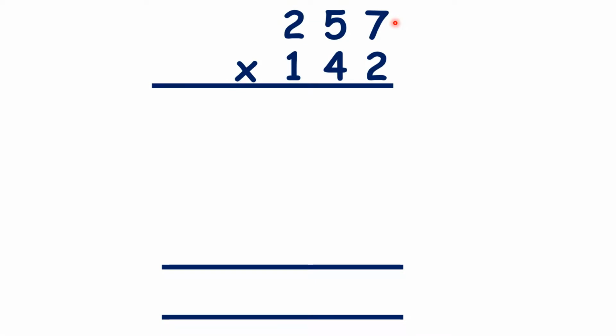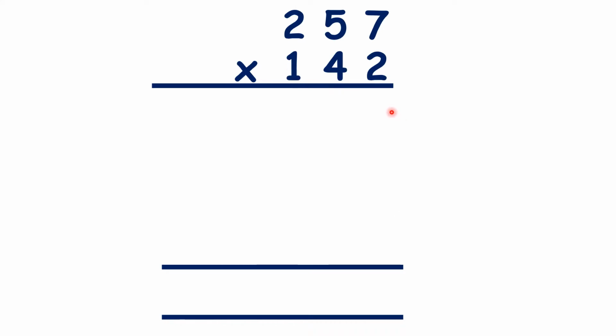We can use column multiplication to multiply two 3-digit numbers. But now we'll need to leave 3 lines before our answer, because in the first line we'll be multiplying by our units, so multiplying by 2. Then in the second line we'll multiply by our tens, so by our 4 tens here. And in the third line we're multiplying by our hundreds, so by our 100.